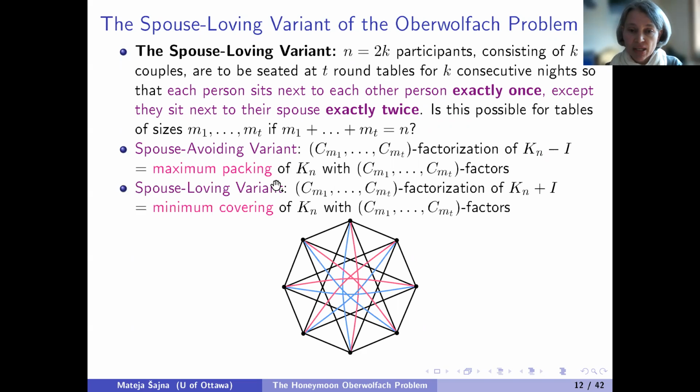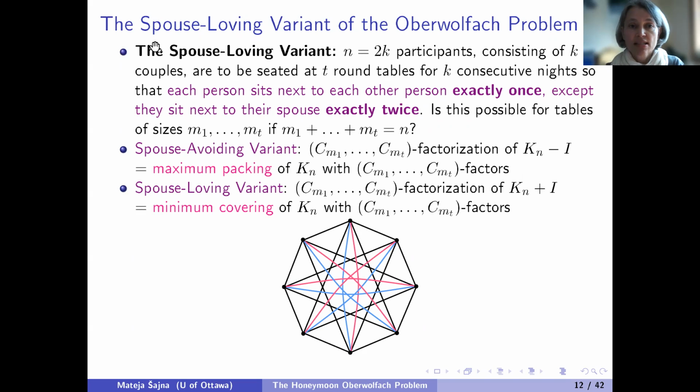So instead of that, we can actually duplicate a one factor. In other words, we're trying to cover all the edges of the complete graph with one factors so that there's as little duplication as possible. What does get duplicated is this one factor I. Okay, so this can be seen as a minimum covering of the complete graph.